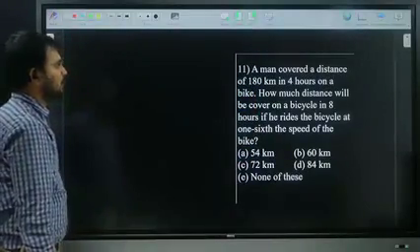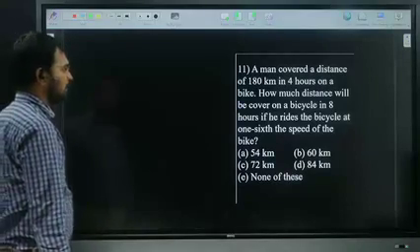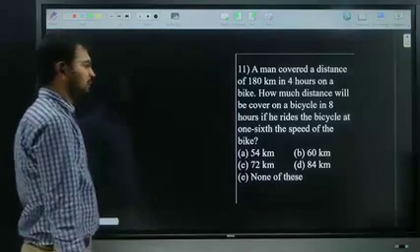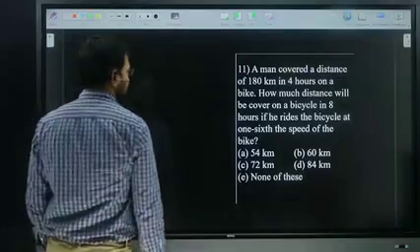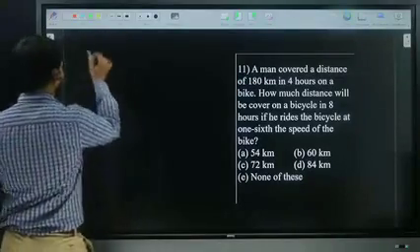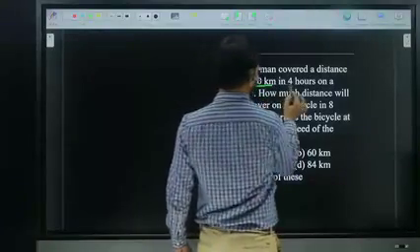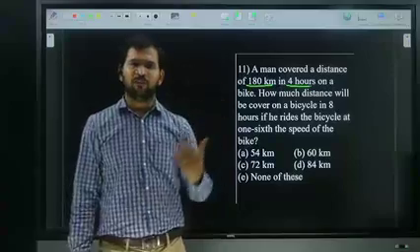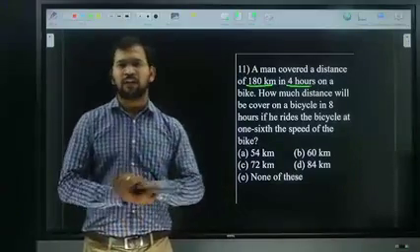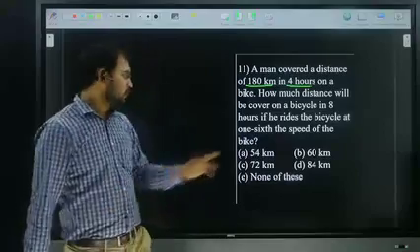A man covered a distance of 180 kilometers in 4 hours on a bike. How much distance will be covered on a bicycle in 8 hours if he rides the bicycle at 1/6 of the speed of the bike? So first of all, try to find out the bike speed. First I will explain orally. 180 kilometers in 4 hours is nothing but 180 by 4, so the bike speed is 45 kilometers per hour. They're asking what?